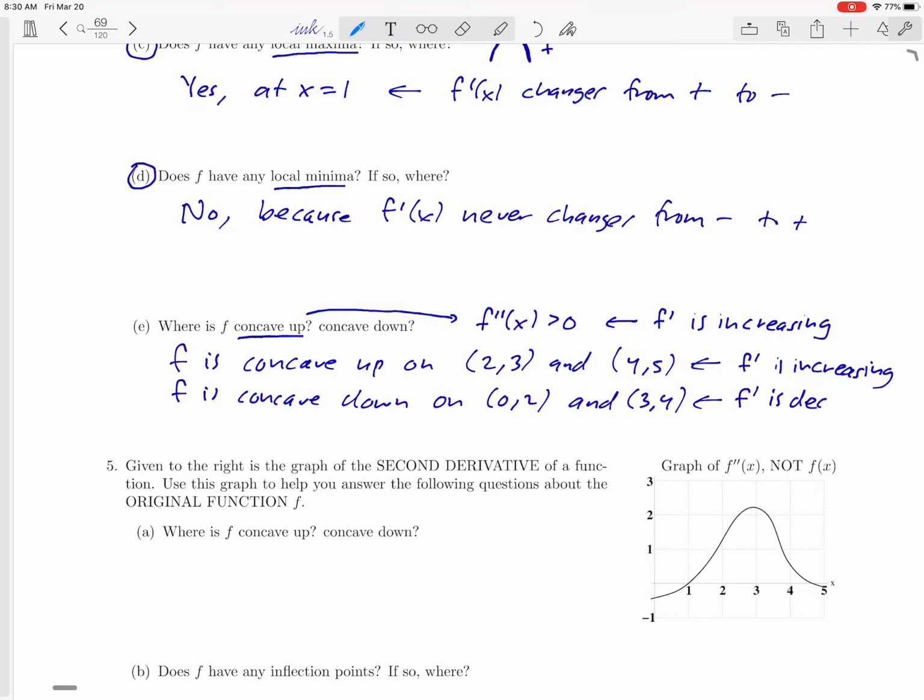Okay, and just as a last reminder, we identified those by noticing that that's where the derivative graph is decreasing.